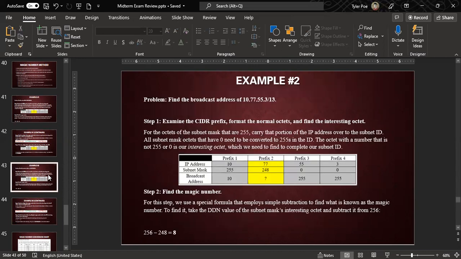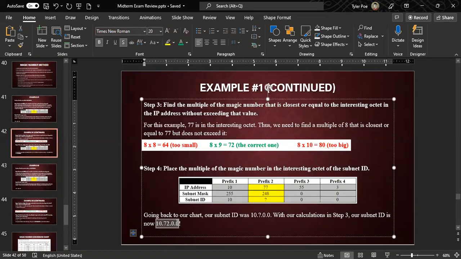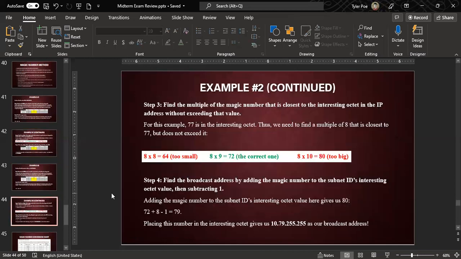So most subnet IDs are going to start with 0. So the broadcast address can't be 78.0 because that's the next subnet ID with this mask of /13. That's why we subtract 1 from the interesting octet and add 255s at the very end, in the other octets. Does anybody have any questions on this method for solving for subnet IDs or broadcast addresses? Is everybody pretty familiar with this?